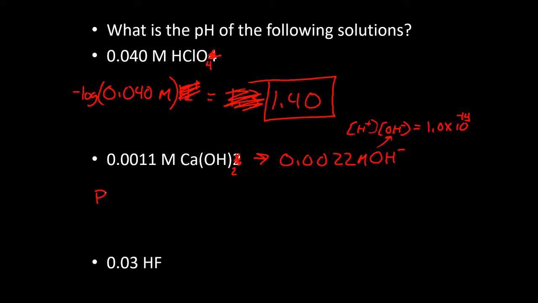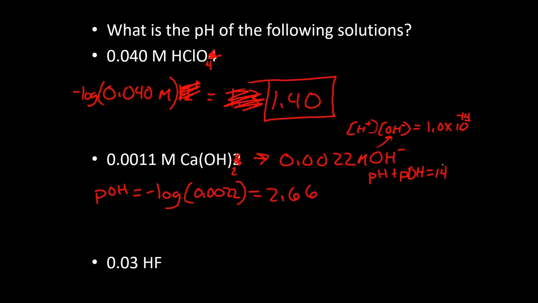So if we do that, the pOH is going to be equal to the negative log of 0.0022. So we go ahead and do that real quick. 0.0022. That is going to be 2.66. And so now with the pOH, and knowing that the pH plus the pOH is equal to 14, we can find that the pH is equal to 11.34.